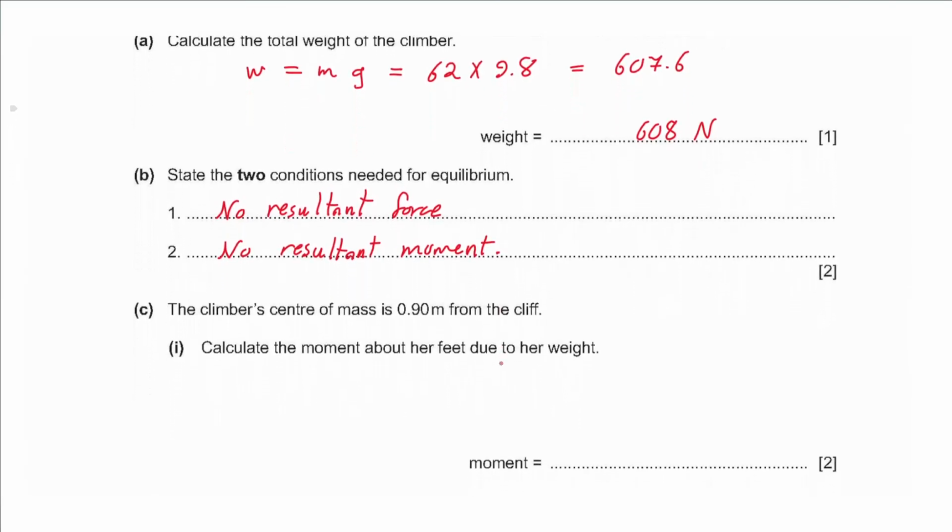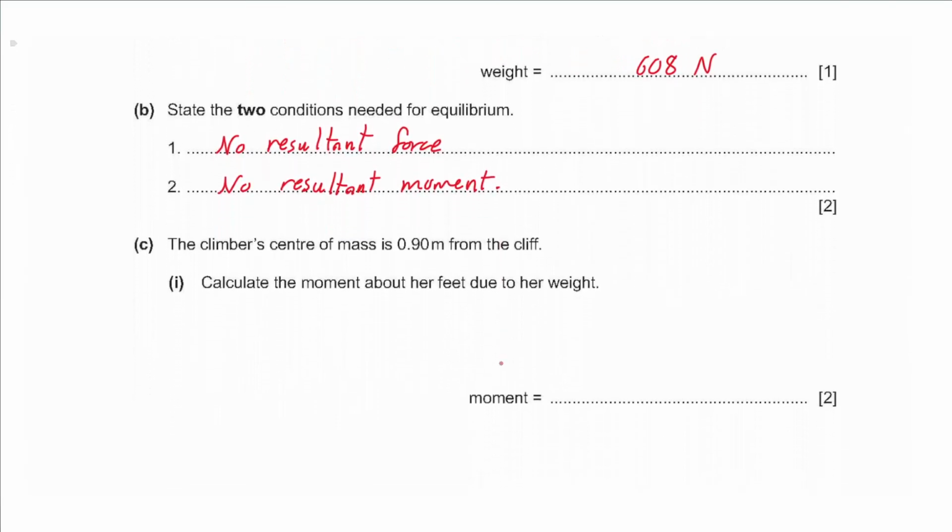Part C says the climber's center of mass is 0.90 meters from the cliff. Calculate the moment about her feet due to her weight. So the moment is equal to force multiplied by the perpendicular distance from the pivot. So the force is equal to the weight, which is equal to 607.8 multiplied by the perpendicular distance 0.90. That gives an answer of 546.84, which we can approximate to 547 or 550 Newton meters.